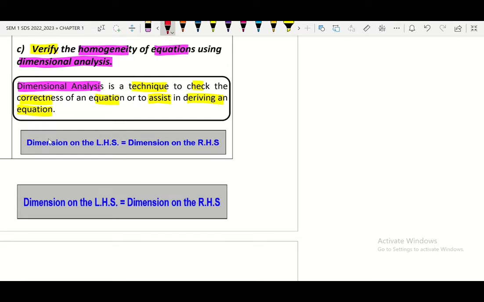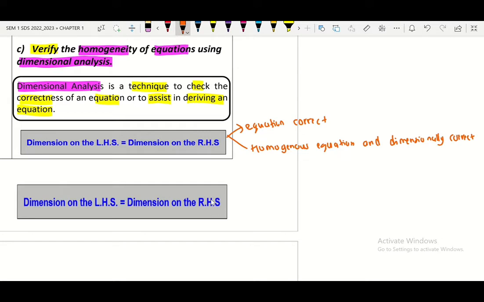In dimensional analysis, the dimension on the left hand side of the equation must be the same as the dimension on the right hand side of the equation. So if they are the same, it means your equation is correct. When the equation is correct, it means it is a homogeneous equation and dimensionally correct. Meaning the equation's left and right sides have the same dimension.